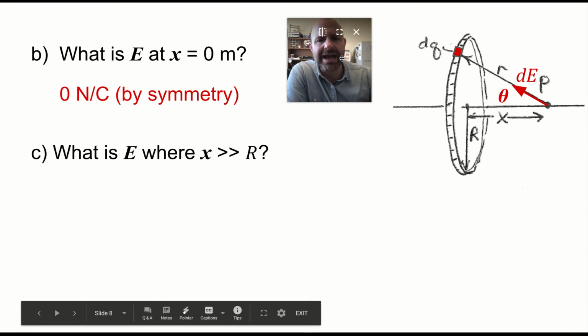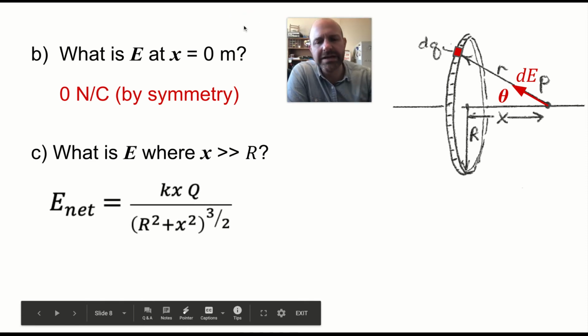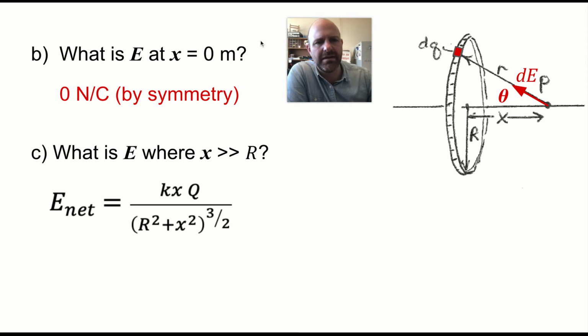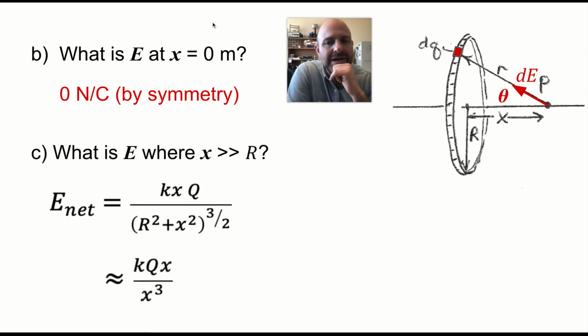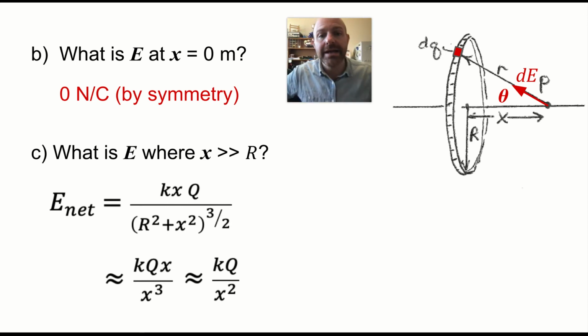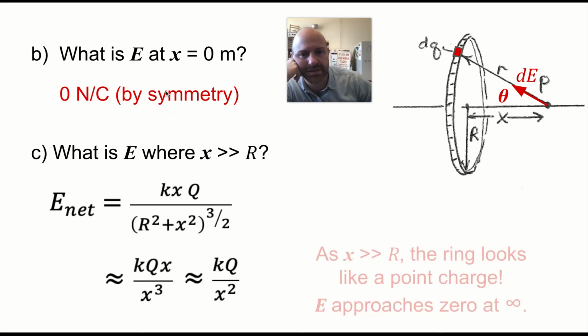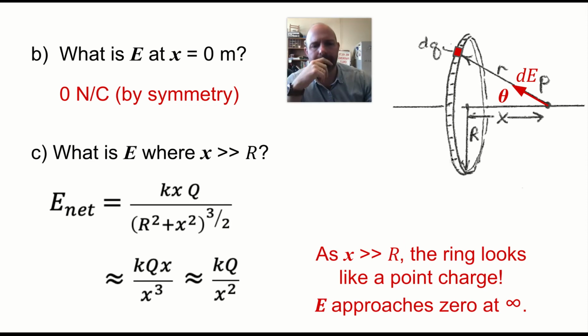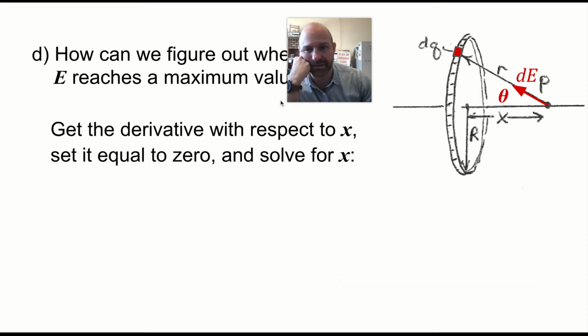What is it when x is really, really big? Well, if x is really, really big, then the radius of the circle basically doesn't matter. And this just becomes kqx over x cubed, or kq over x squared. So the idea being, if you get really far away, it's just a point charge now, right? If you imagine going farther and farther away, that little ring doesn't even look like a ring. It's just like a point a long distance away. So it looks like a point charge. And then, of course, the electric field approaches 0 when you get infinitely far away, right? If x becomes infinity, then the electric field is basically 0.